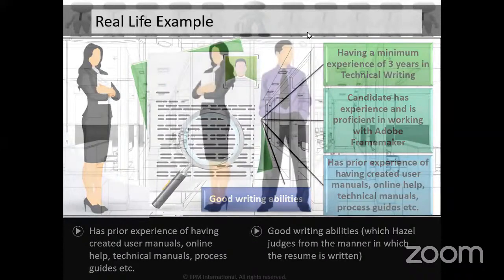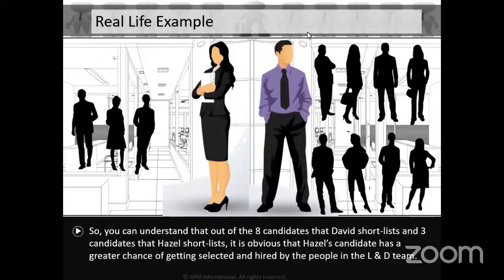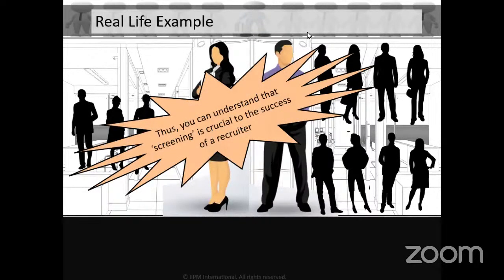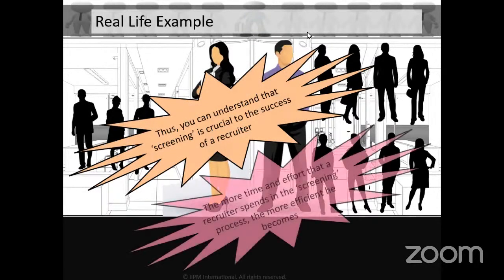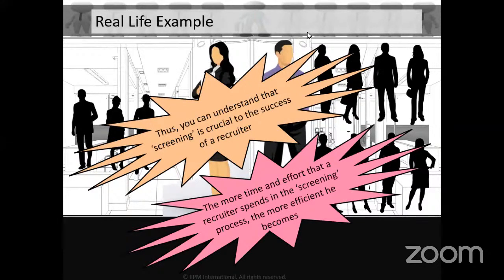Okay, so you can understand that out of the 8 candidates that David shortlisted and 3 candidates that Hazel shortlisted, it's obvious that Hazel's candidates had a greater chance of getting selected and hired by the people in the L&D team. So thus, you can understand that screening is crucial to the success of a recruiter. The more time and effort that a recruiter spends in the screening process, the more efficient he or she becomes.